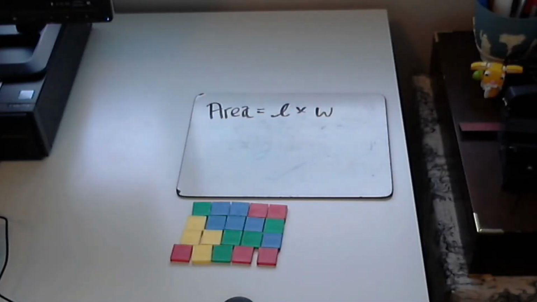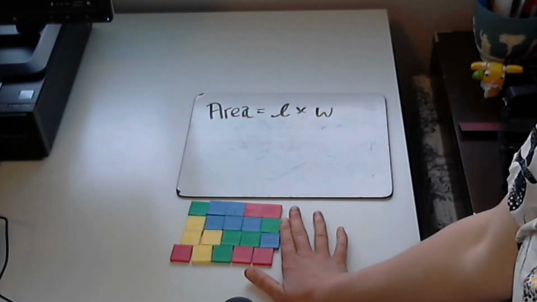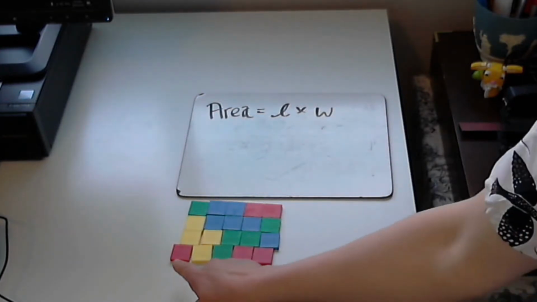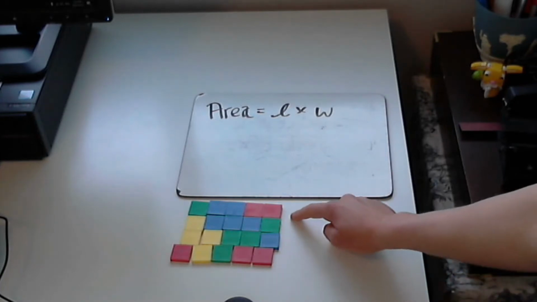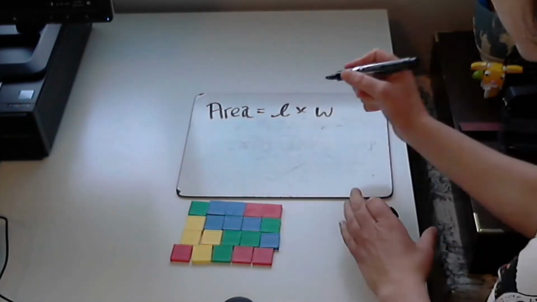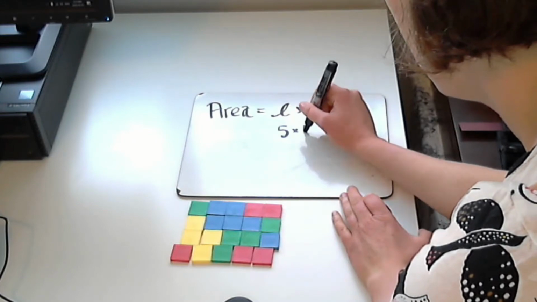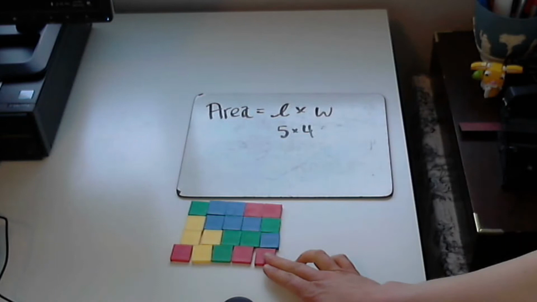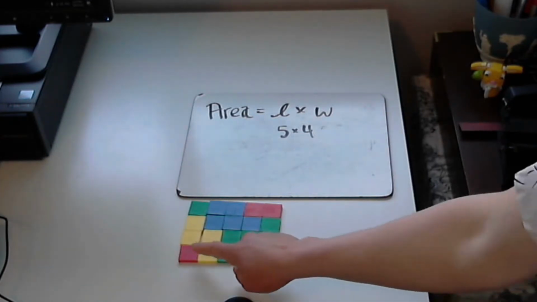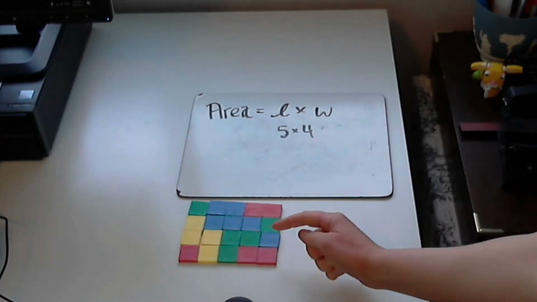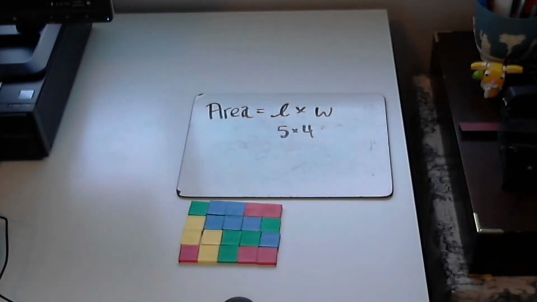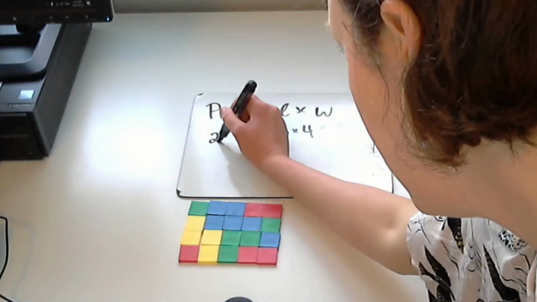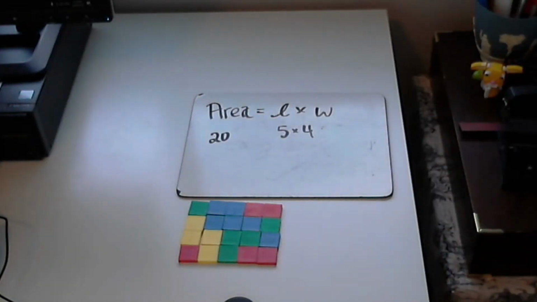All right, for this lesson, we're going to learn what factors are and how to find the greatest common factor. Let's say you're tiling a floor and the width is 5 by 4. So 5 wide by 4 high. The area of this would be how many squares are used altogether. And we know that 5 groups of 4 or 4 groups of 5 is 20. So the total area of this is 20 square units.